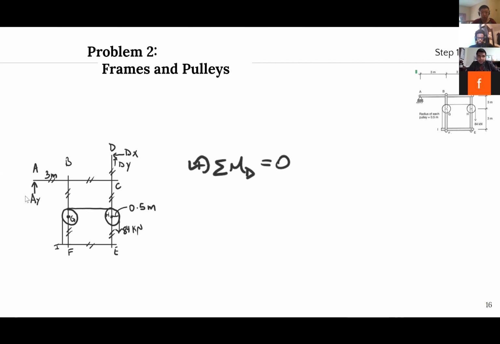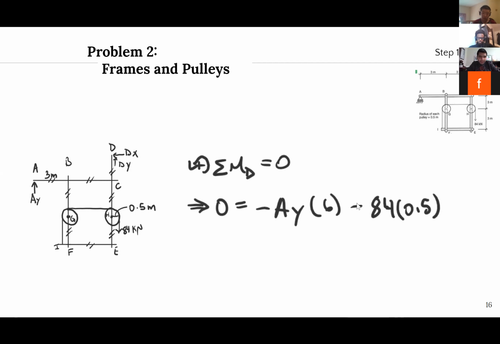I chose to do sigma MD. We set up our equation. This should be very simple for everybody. I don't want to really get into the details of it. You can look at that on your own when you have some more time. After that, we can solve for AY, which is negative 7 kilonewtons. All that means is that later on, just remember to flip the direction. But since we assumed it to be this way, let's keep it this way for the entire question. Only in our final answer will we flip that.